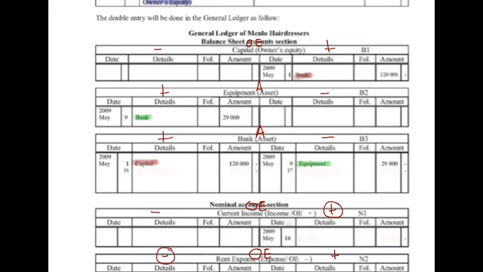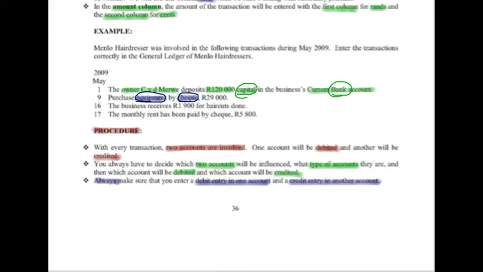Please also note the dates that I used the whole time. For the first entry, the transaction took place on the 1st, so I write May 1st as my date. The second entry, however, took place on the 9th of May, so I write May 9th. So the exact date on which the transaction happened, that's the date that I write in my general ledger accounts in the date column.